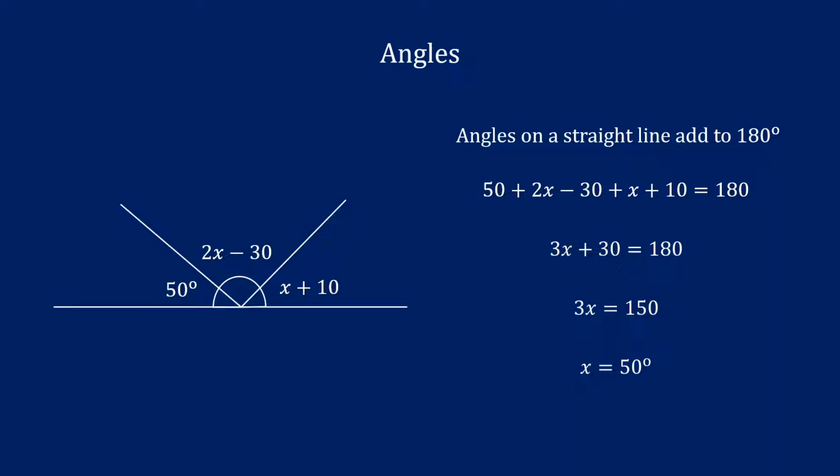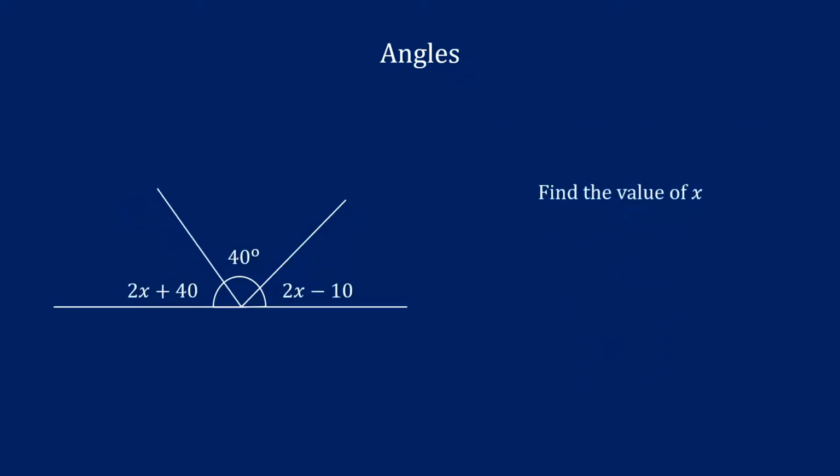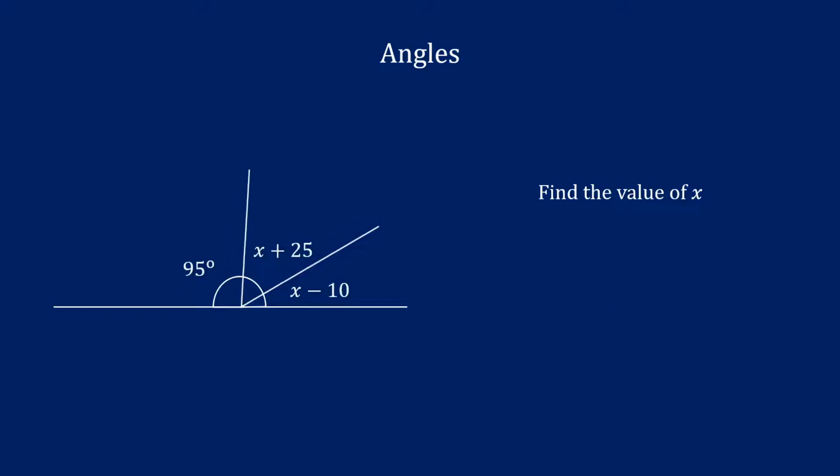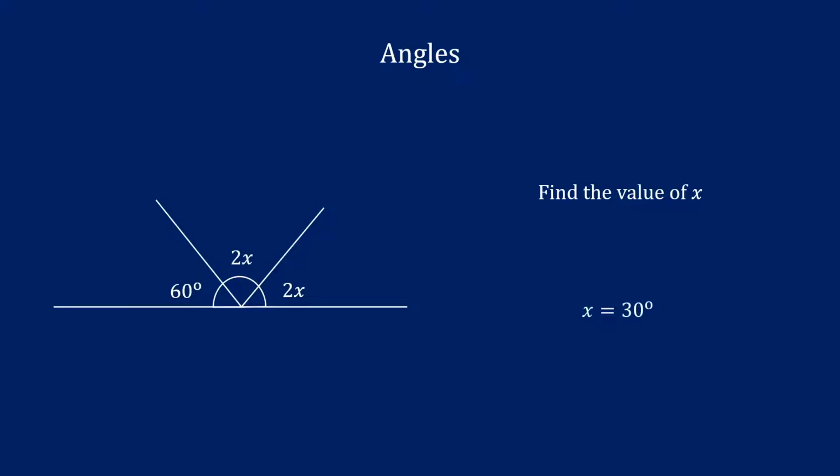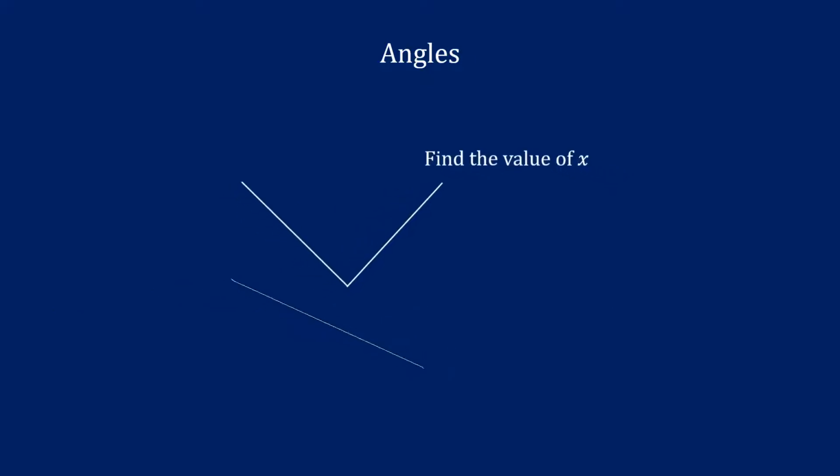Copied everything down. Alright, give it a go. Find the value of x for me here. X should be 27.5. Another one, pause and come back with an answer. X equals 35. Final one, pause here, come back with an answer. X is 30. Nice, let's change things a little bit.